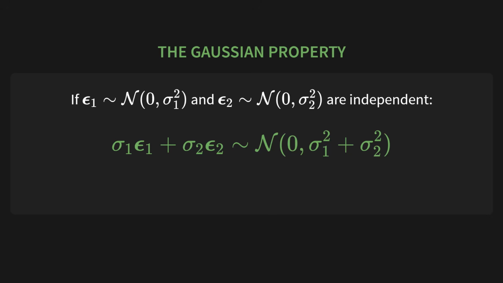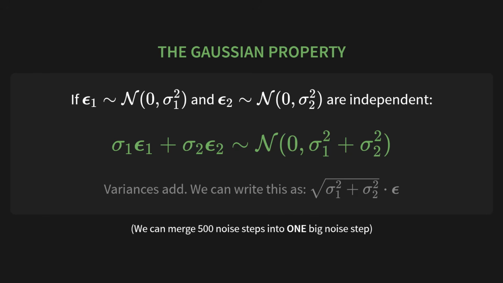And luckily, there's a beautiful mathematical property that gives us one. It's called the Gaussian property. I won't read the whole formula, but the key idea is this. If you add two sources of Gaussian noise together, you just get a new, bigger source of Gaussian noise. Their variances simply add up. This means we can merge 500 tiny noise steps into one big noise step. So let's derive that shortcut.